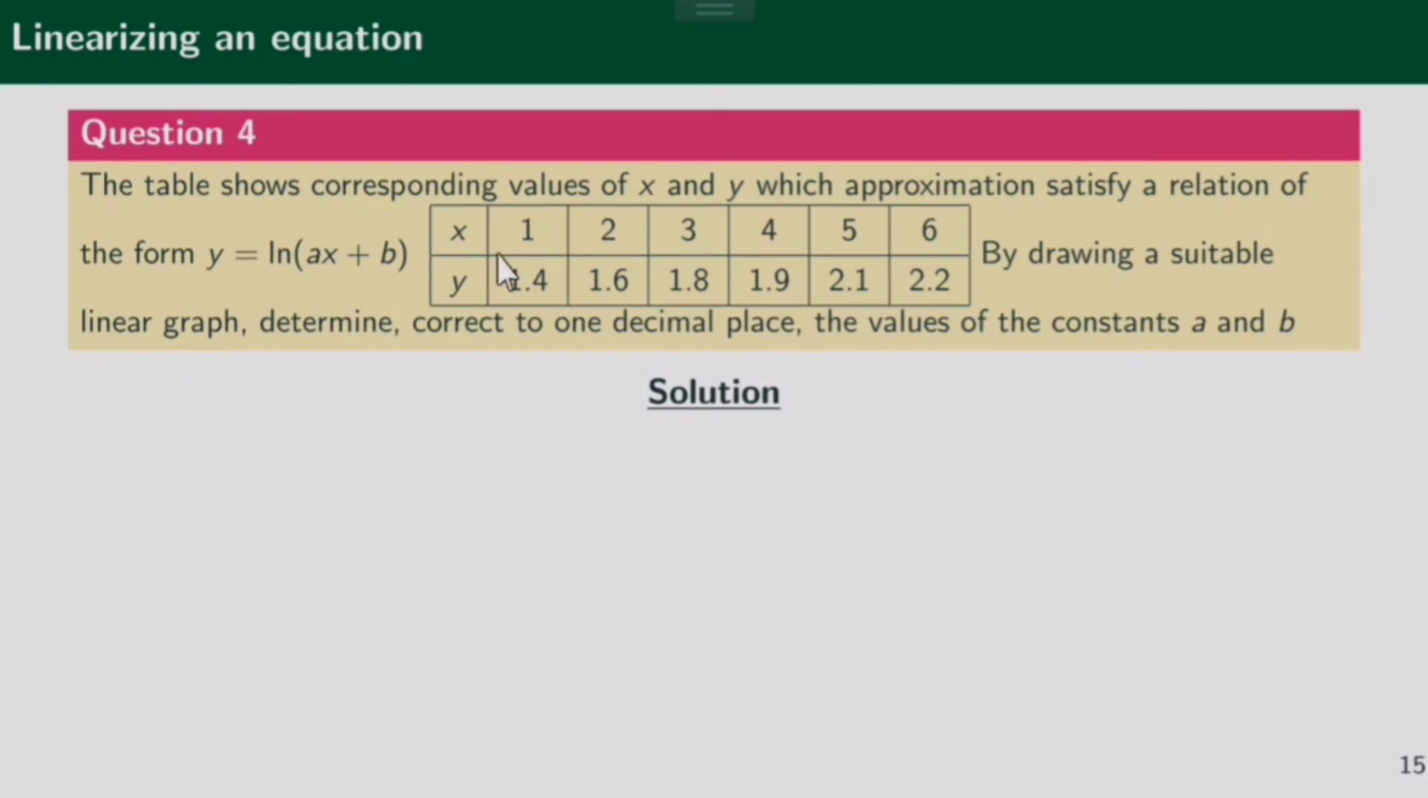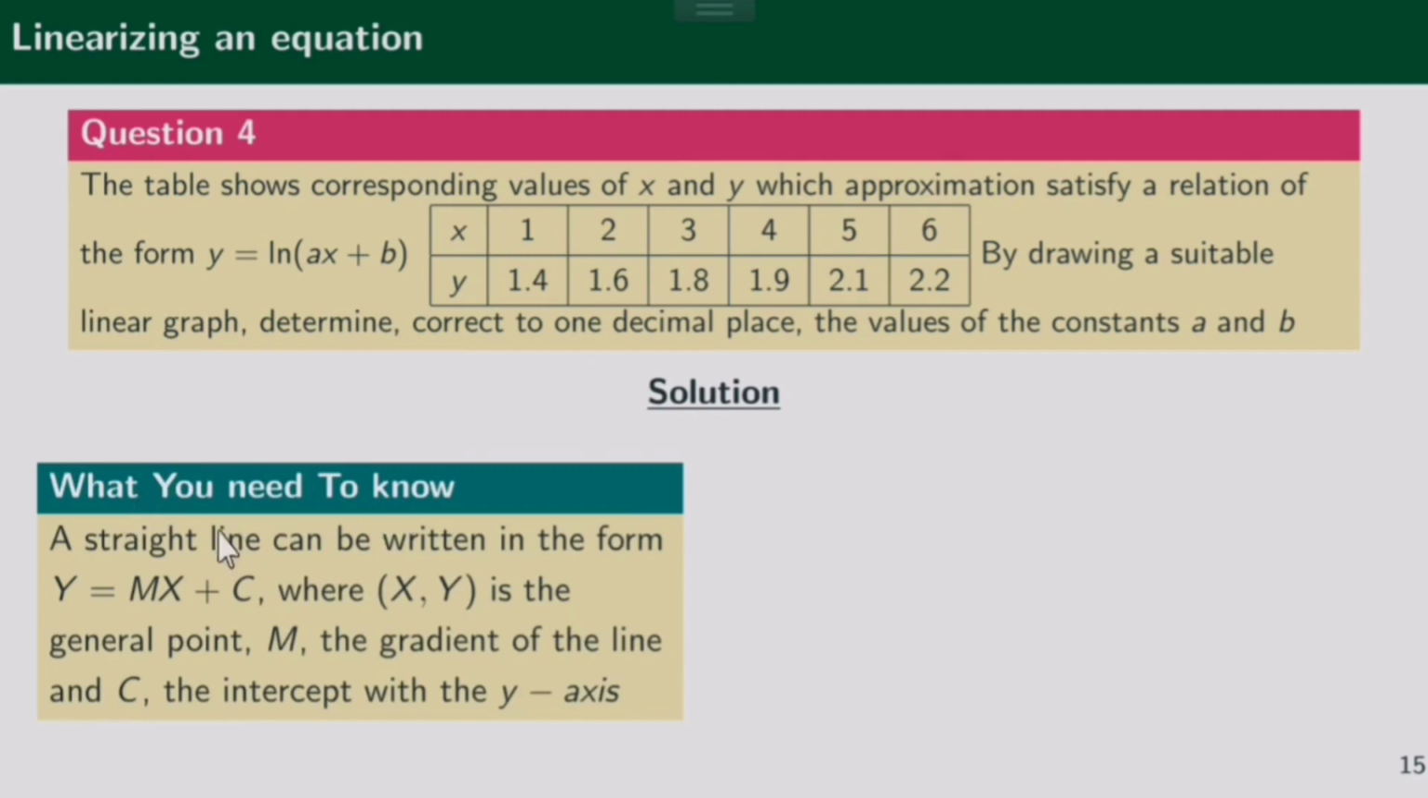And this is a table. We have values of x in the first row and values of y in the second row. By drawing a suitable linear graph, determine to one decimal place the values of the constants a and b. So this is the equation that governs this set of values, and we have been told to use this equation and draw an appropriate linear graph from where we can obtain the values of a and b.